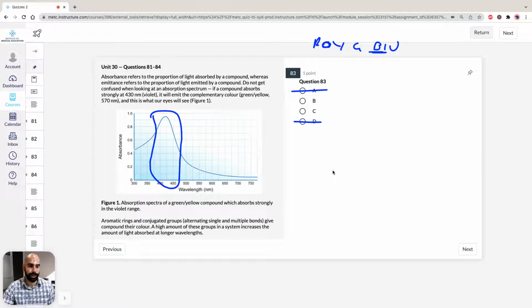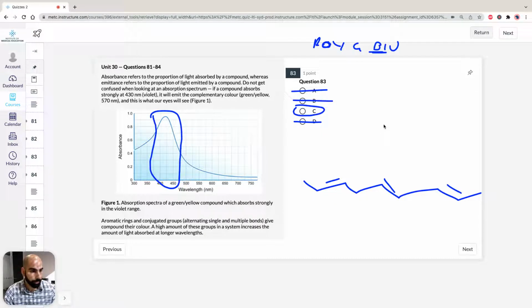The giveaway is that you've got the double bond. The best giveaway is that if it's conjugated, you've got a double bond here, then a double bond here, then a double bond here. So there's always a space in between. So you can see it's definitely conjugated, and those aren't aromatic rings. So that's why the answer for 83 has to be C, because this group here is not aromatic. Simple as that.